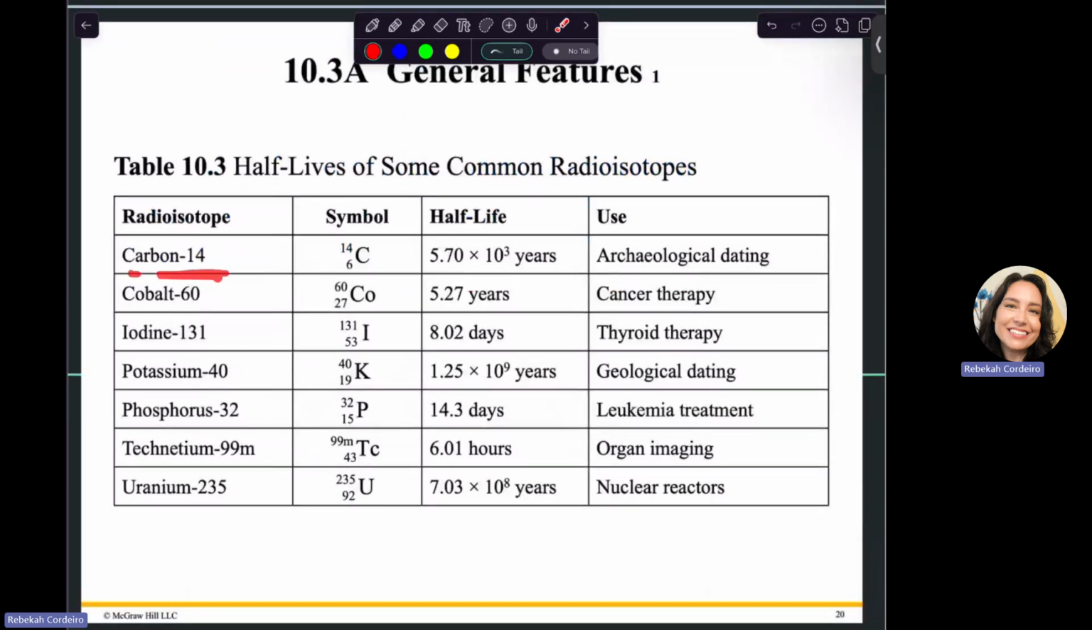Carbon-14 is a really important one because we use this for archaeological dating. It takes about 5,000 years for half of carbon-14 to go away. And so we can test how much carbon-14 is in something and tell how old it is. And we use a lot of stuff for medical purposes. You may have looked at the half-life of a medication, right? The half-life of a medication in your system is how long it takes for half of it to be gone.